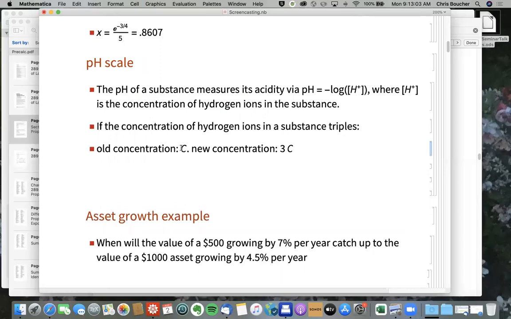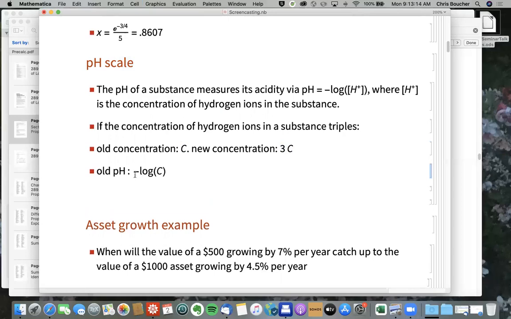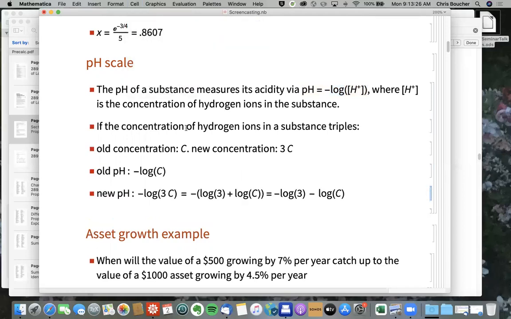Well, if we let C be the original concentration, that means the new concentration is 3C, right? Because we tripled it. And that means that the old pH was minus log C, because that's how I get the pH measure. I take minus log, and this is common log, base 10, of the concentration. And so the new pH will be minus log 3C, like this.